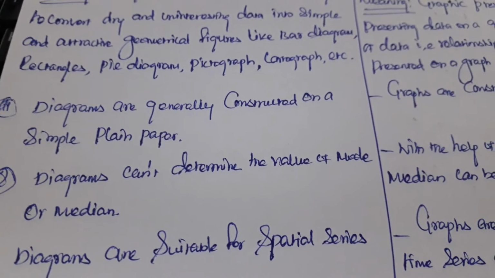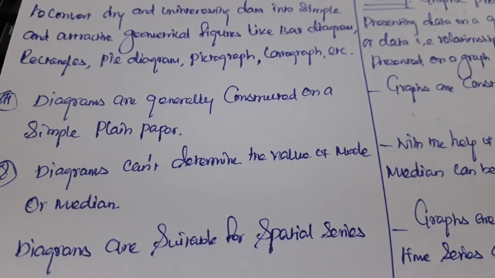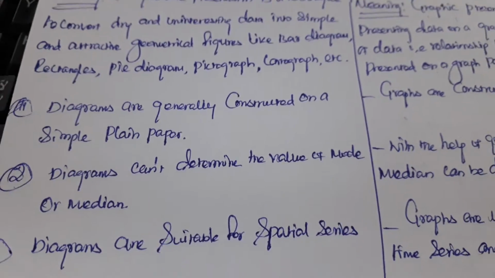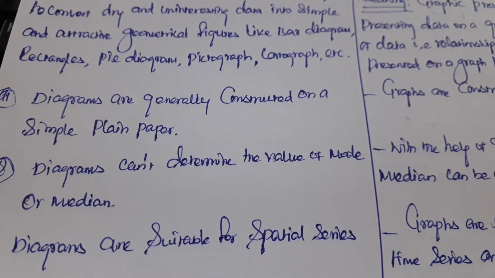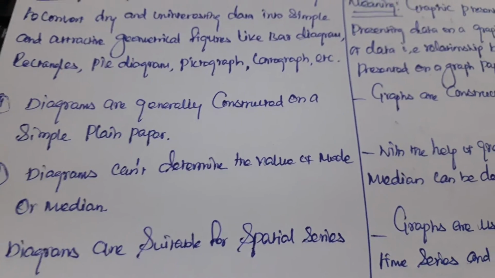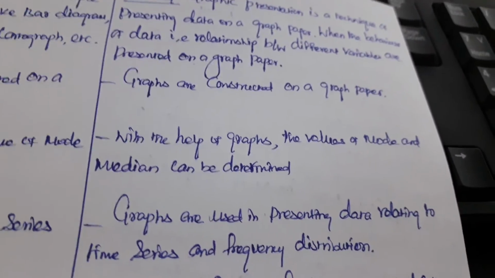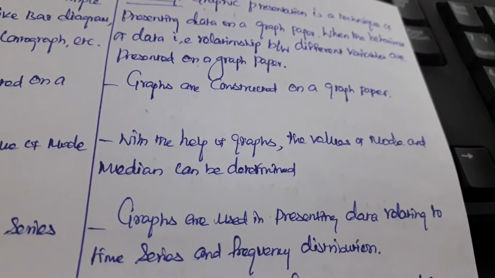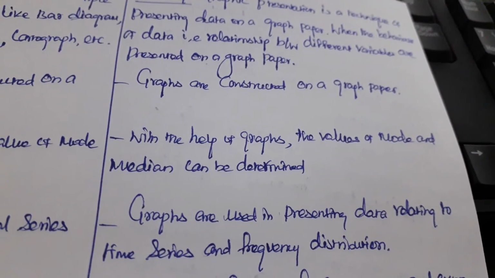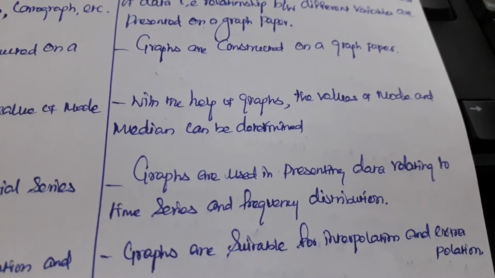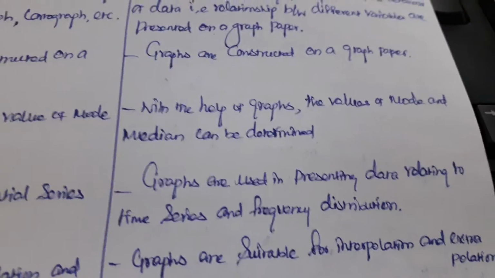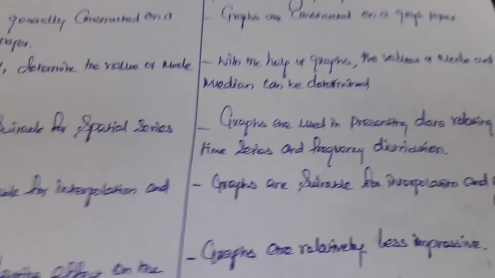The second one is that diagrams cannot determine the value of mode or median. We cannot determine the value of a mode or the median through a diagram. Whereas with the help of graphs, the values of mode and median can be determined. We can determine the values of mode and median with the help of graphs.